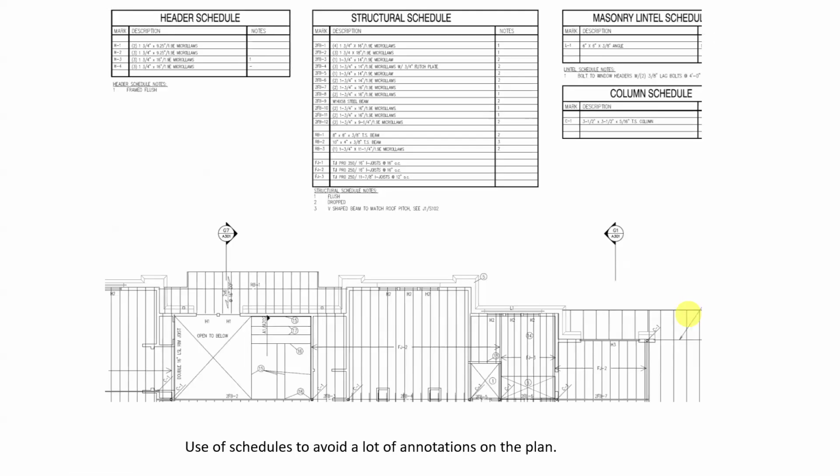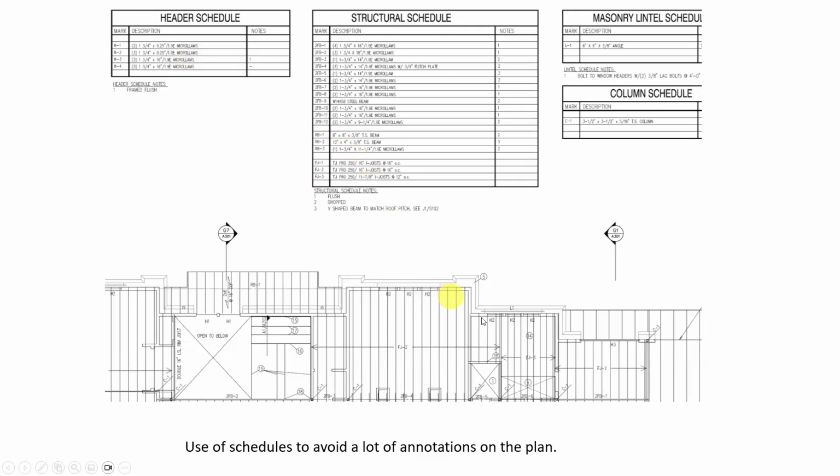I also did a schedule to avoid a lot of annotation on the plans. So if I look at this where it says floor joist 2 or FJ2, if I look up here, a FJ2 is a TGI Pro 250 series 16-inch deep I joist at 16 on center. If I look there where it says H2, that's my header schedule. So that's 3 1/2 by 9 1/4 Microllams. Those are LVLs or laminated veneer lumber.